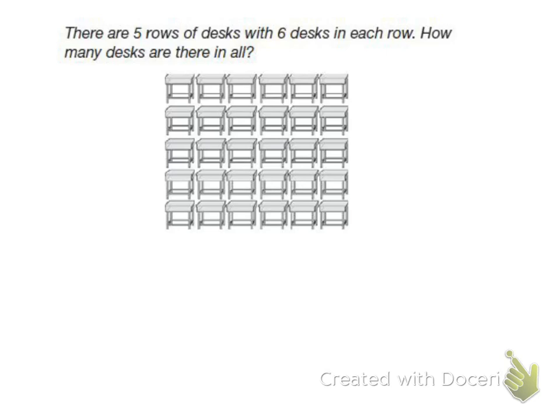So there are multiple ways I can solve this. I could count the desks one at a time. So 1, 2, 3, that would take a long time. The second way is I can count the desks in one row and then count the number of rows. So I have 5 rows and there are 6 desks in each row. So I can do 6 plus 6 plus 6 plus 6 plus 6.